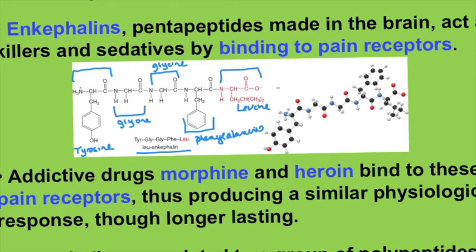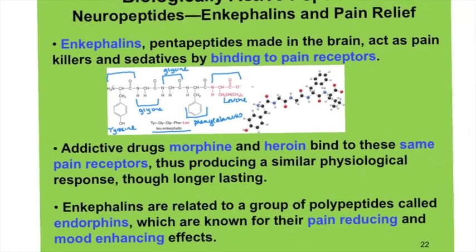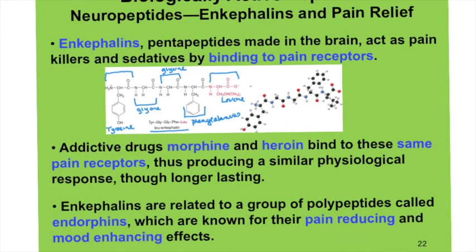All right, so these are 5 amino acid peptides that act as painkillers in your brain. They're called enkephalins. Morphine and heroin work by binding to the same receptors that these pentapeptides also bind to, so they produce similar physiological effects, but their effects are longer lasting. Morphine and heroin have longer lasting effects.